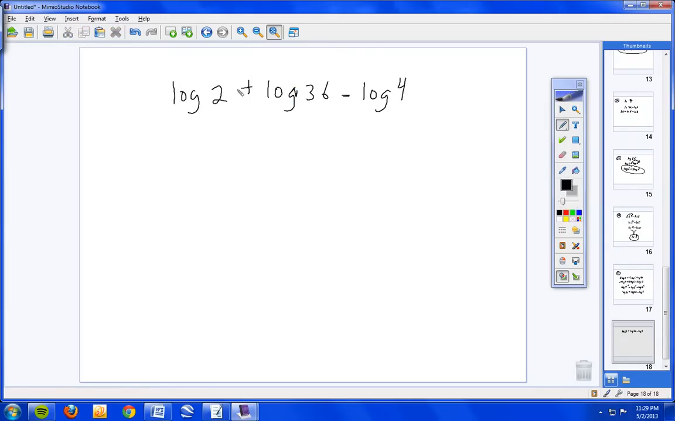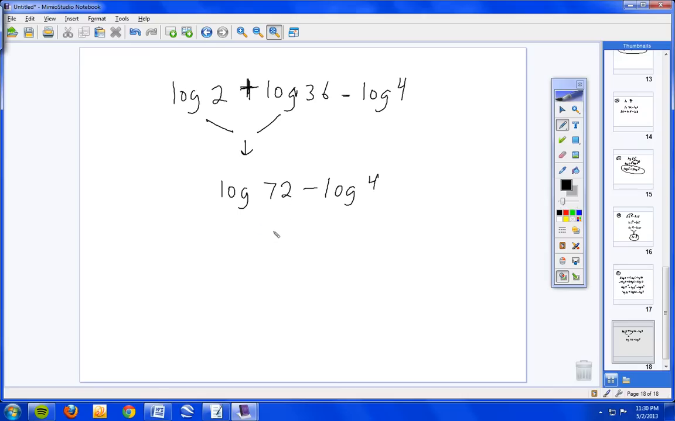All right, now look at your first two logarithms. They are being added, so I can take those two logs and put them together. Whenever two logarithms are being added, you can put them together as long as you multiply their arguments. So 2 times 36 would be 72. Then bring down your other logarithm.